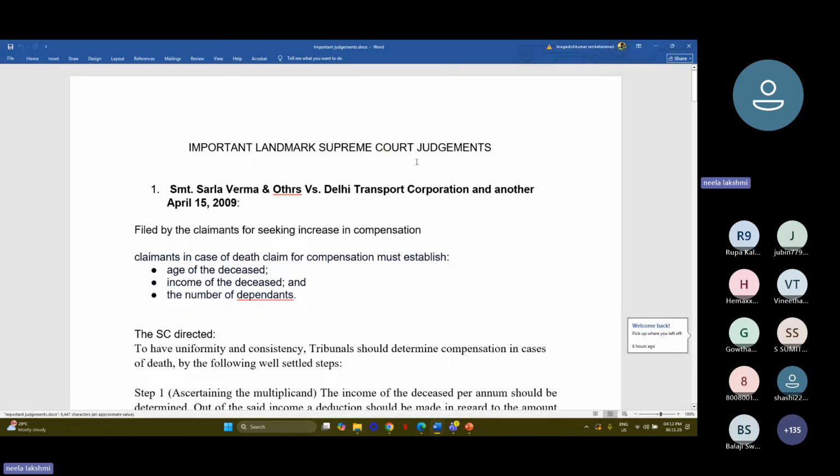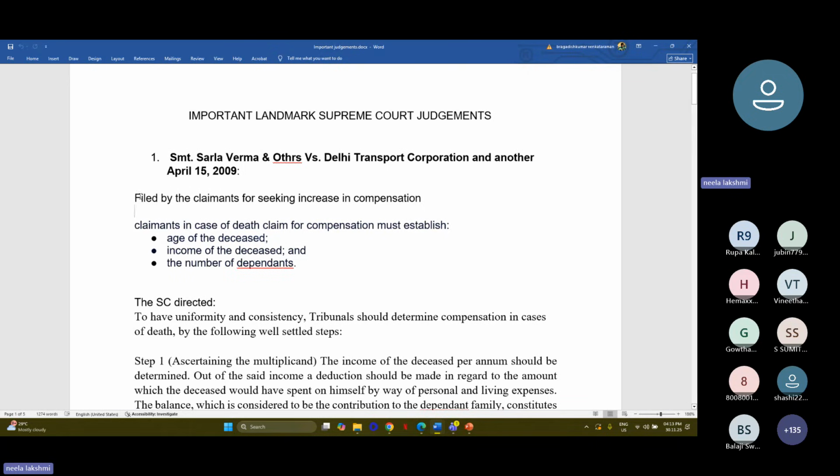Now we will discuss some of the important landmark judgments, which are all trend-setting judgments. Even though they came some years before, they persist and are still referred to by the tribunals everywhere. That landmark judgment we are going to discuss now: Smt. Sarla Verma and others versus Delhi Transport Corporation and another. The date of judgment is April 15, 2009.